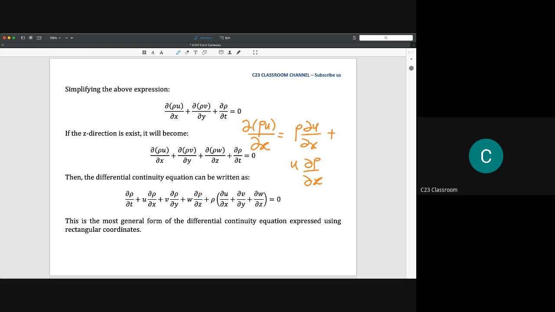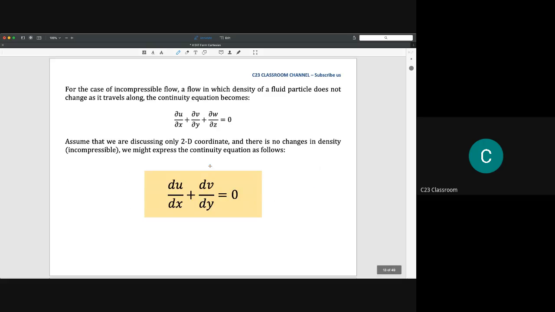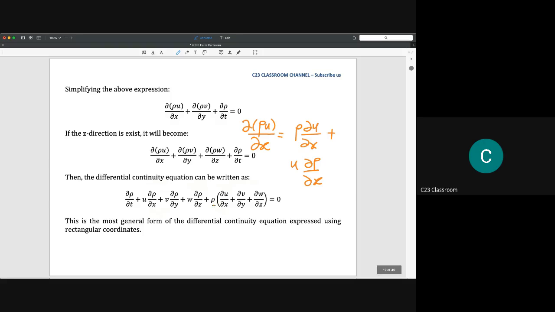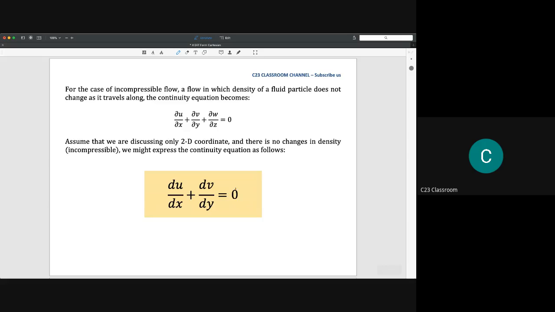So because the density is constant, we could write it like this. So why does the rho here disappear? Because we could bring the rho to the right hand side here and it will become 0. Okay, because rho cannot be 0, the 0 must come from these terms. So we could write this one.